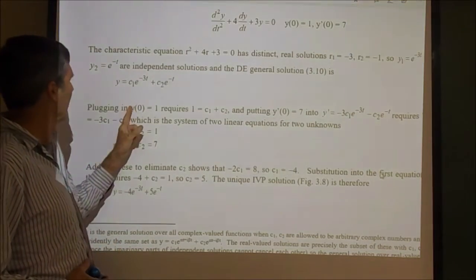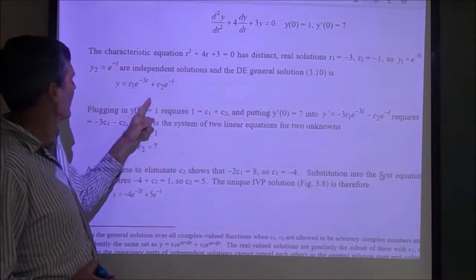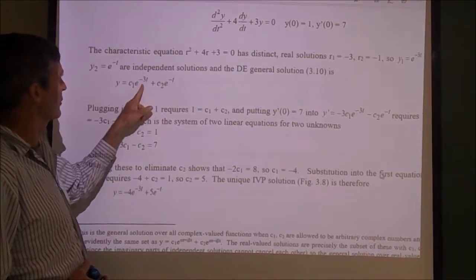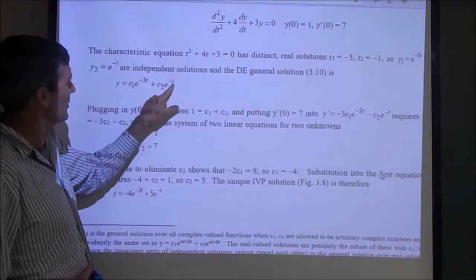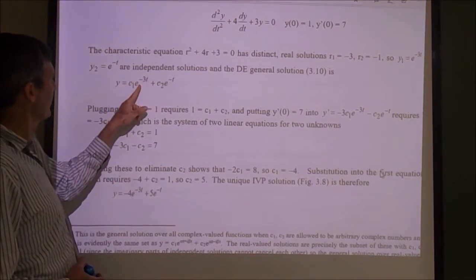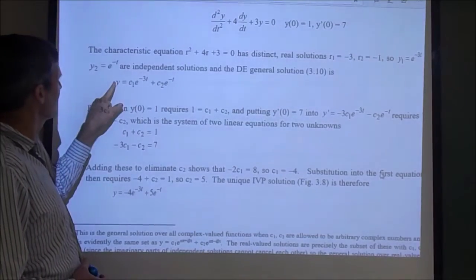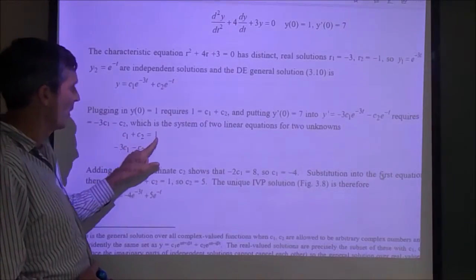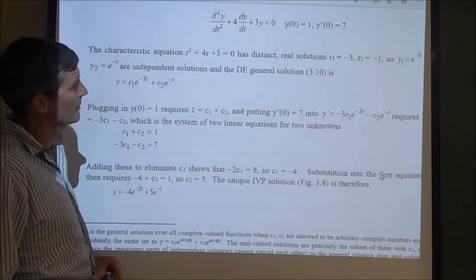Now we can plug in y of 0 equals 1. That means we plug in 1 for y and 0 for t here. We get 1 equals c1 e to the 0, which is 1, plus c2 e to the 0, which is 1. So this is c1 times 1 plus c2 times 1 equals 1. That's the initial condition, just one linear equation in c1 and c2.